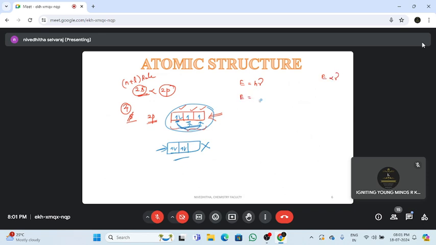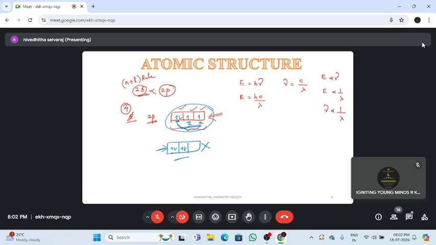So here frequency can be expressed in terms of wavelength, right? What is the relationship between frequency and wavelength? Frequency is equal to c by lambda. So instead of frequency, I can write it as c by lambda. So how are energy and wavelength related? Energy is inversely proportional to wavelength. And how are frequency and wavelength related? They are inversely proportional. Frequency is inversely proportional to lambda, right?